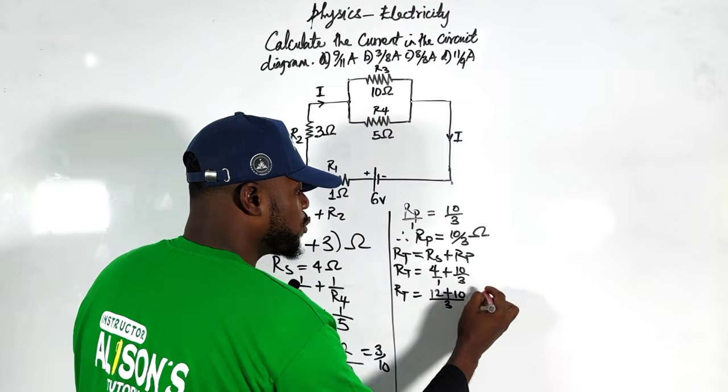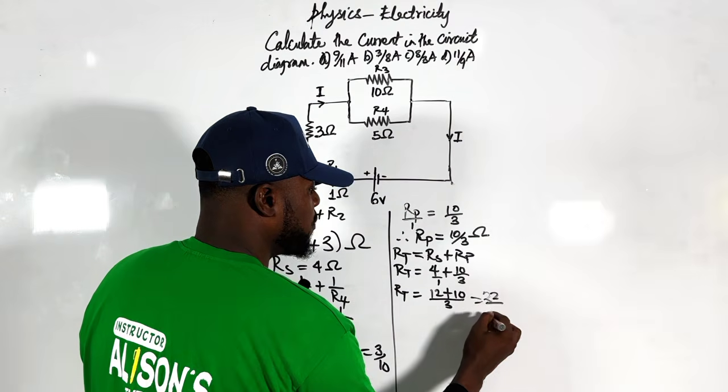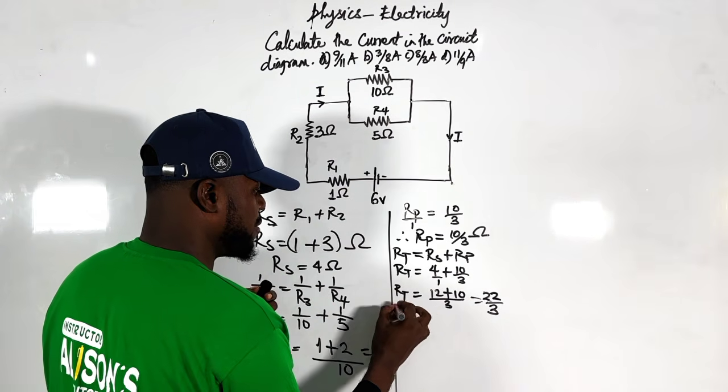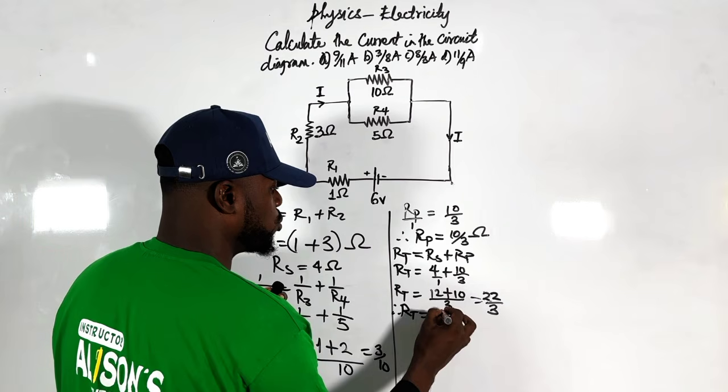So 12 plus 10 will give us 22. 22 divided by 3 is the final answer. Leave it like that. Therefore, resistance total will be equal to 22 divided by 3.